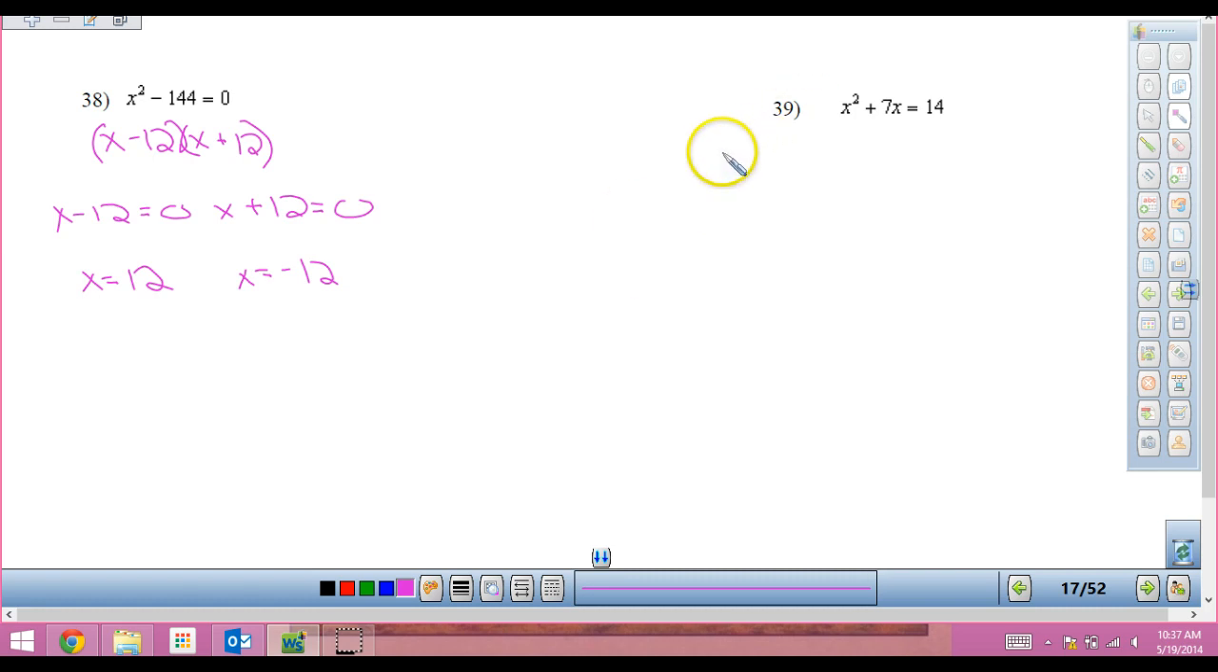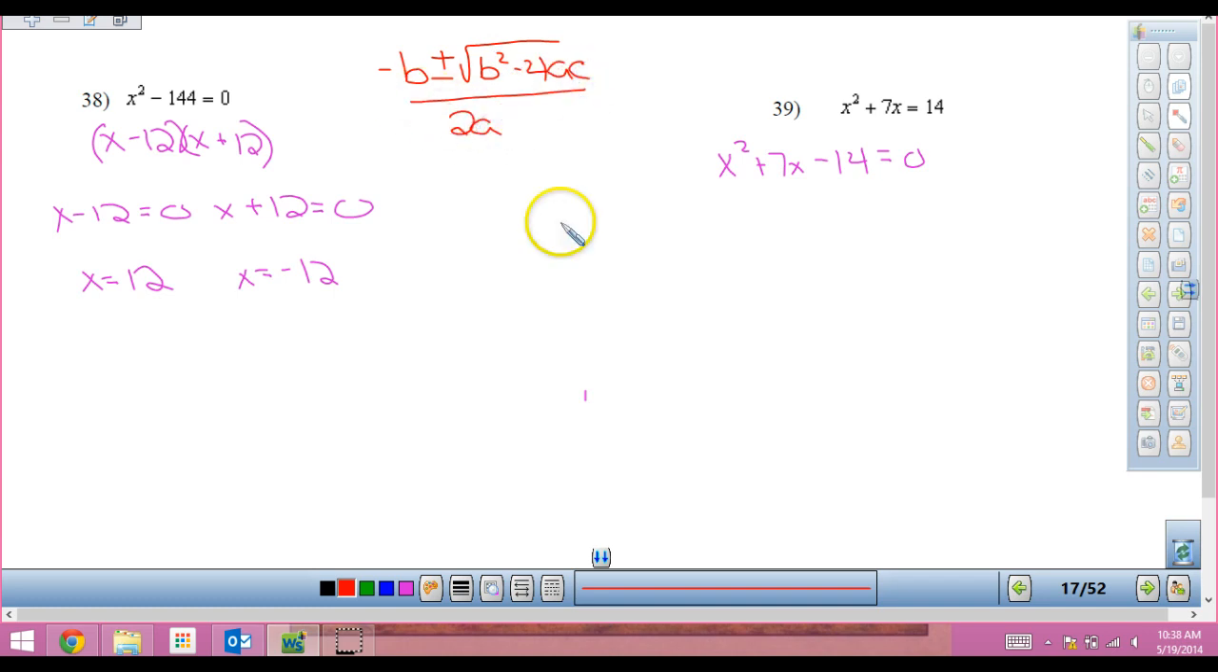Okay, number 39. We're going to get everything on the same side. So x squared plus 7x minus 14 equals 0. You could do completing the square in this, okay? But I feel like we need a little bit of practice in the quadratic formula. So that's the opposite of b, plus or minus the square root of b squared minus 4ac, all divided by 2a.